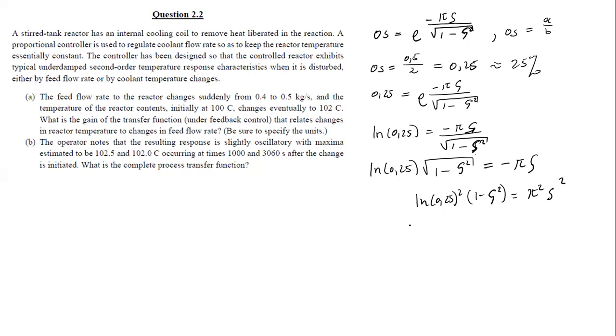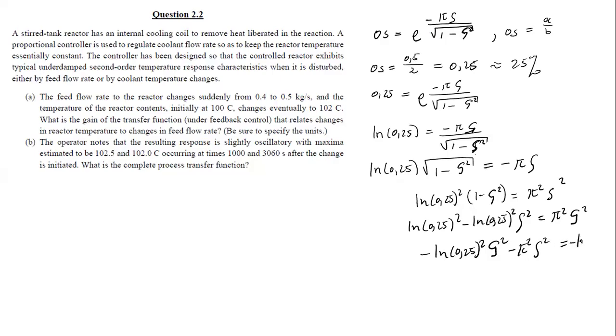Then let's distribute here. We're going to have ln of 0.25 squared minus ln of 0.25 squared times the damping factor squared, equal to pi squared times the damping factor squared. Then I'm going to group the damping factors together. I'm going to have negative ln of 0.25 squared times the damping factor squared, and then here I have negative pi squared times the damping factor squared, and then I transpose this one to that side, so it's going to be negative ln of 0.25 squared.